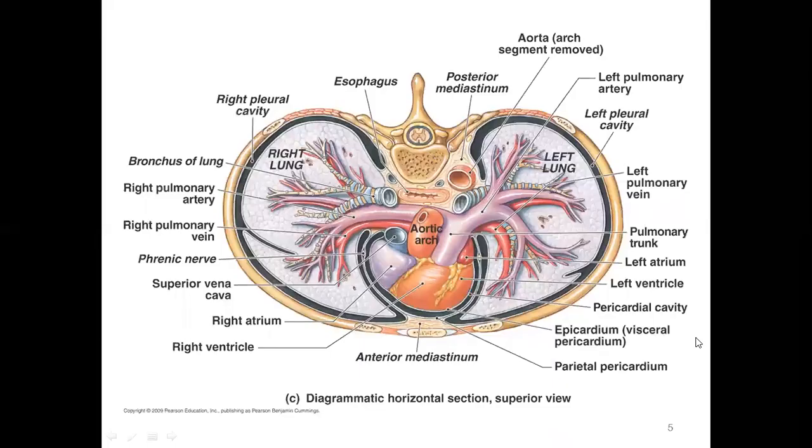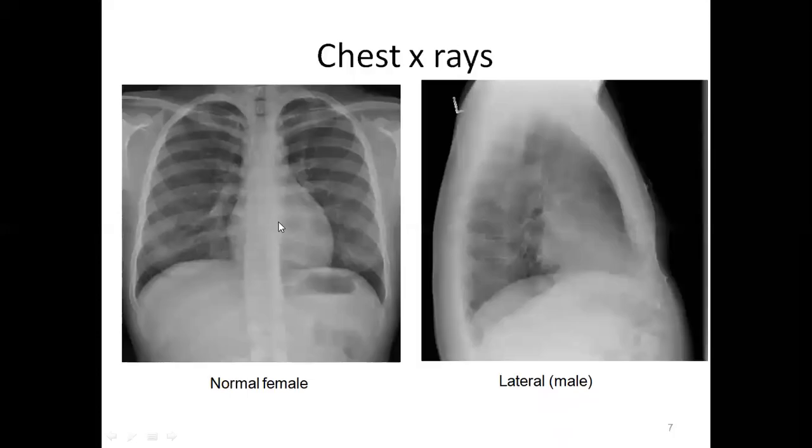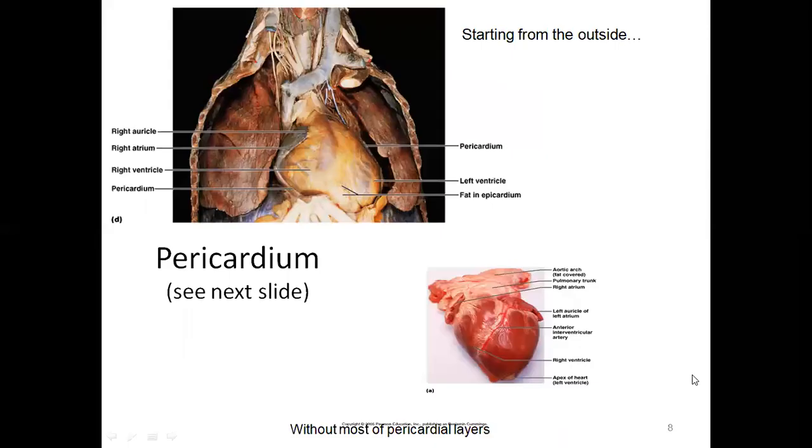This is the horizontal section of superior view. This is a CXR, which means chest X-ray. You can see this shadow. This is the heart. See this shadow here. This is of a normal female and this is of a male.